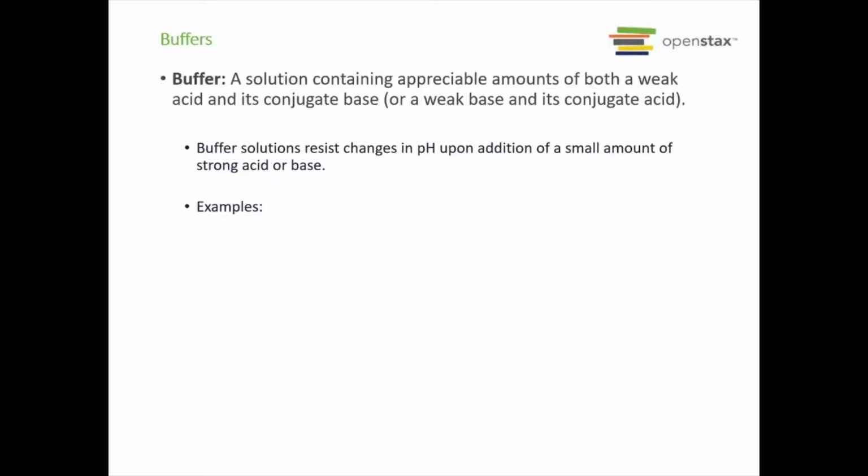Some examples of a buffered solution is something like taking acetic acid or vinegar and adding sodium acetate, which is a salt of the conjugate base. So you put that sodium acetate in water, the sodium ion is just a spectator ion. It doesn't do anything. So then you have that acetate ion, which is the conjugate base of acetic acid.